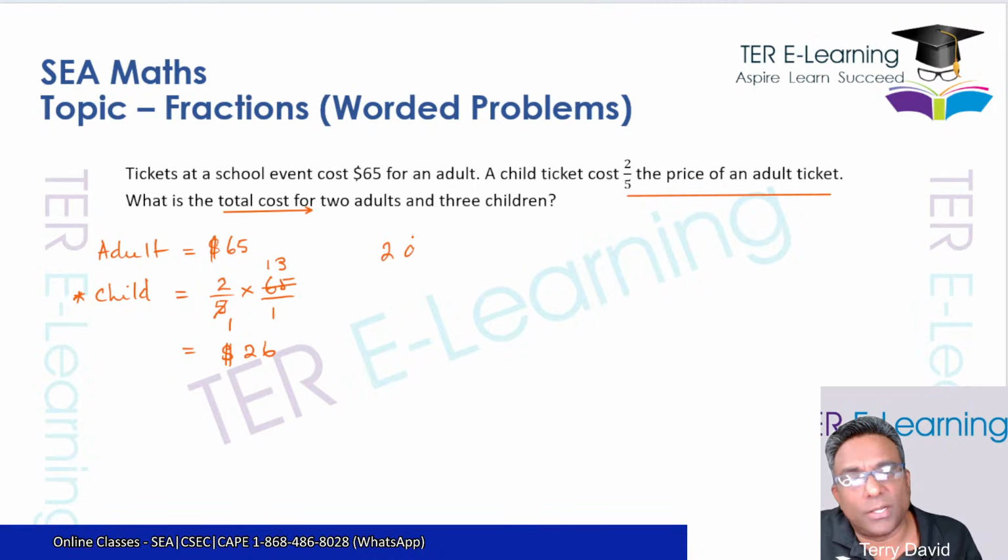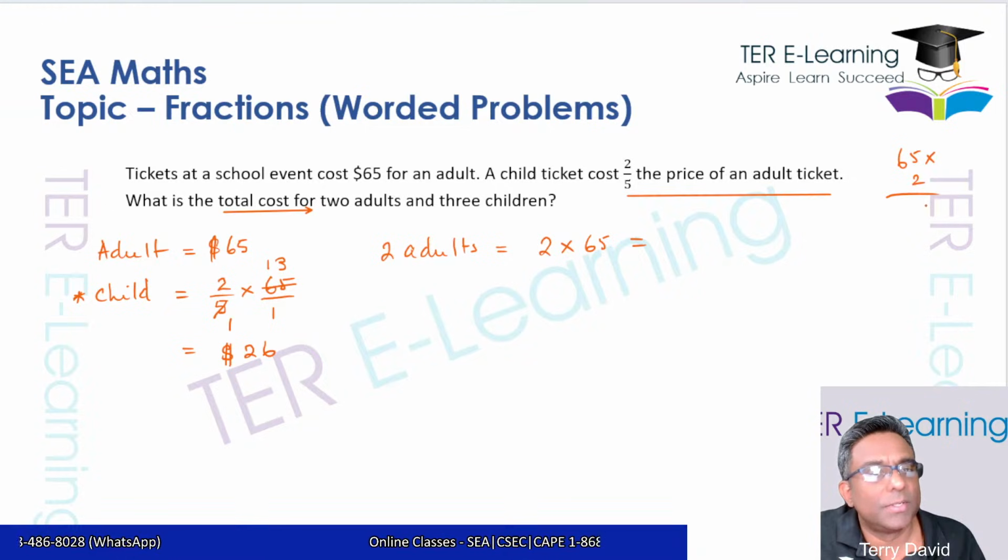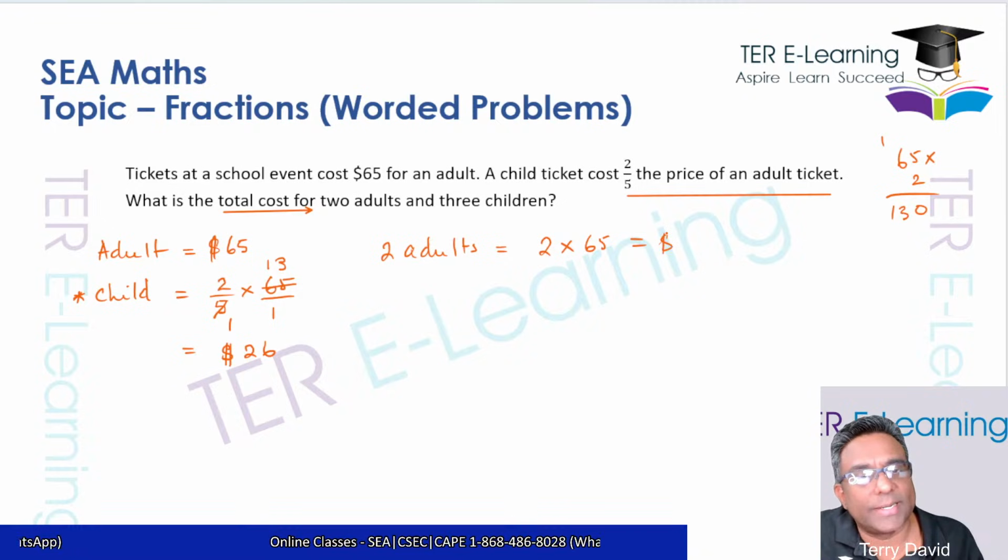So 2 adults is simply going to be equal to 2 multiplied by $65, right? Now, again, all of these things here, you can do this in your working column. So it's 65 by 2. So 5 2s are 10, 6 2s are 12, and 1 13. So therefore, the cost for the 2 adult tickets here will be $130.